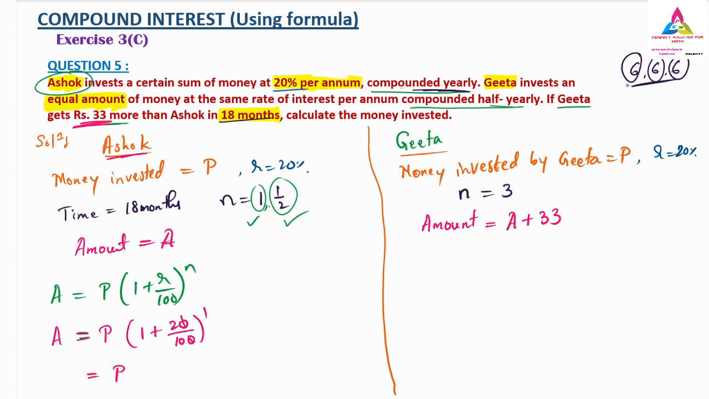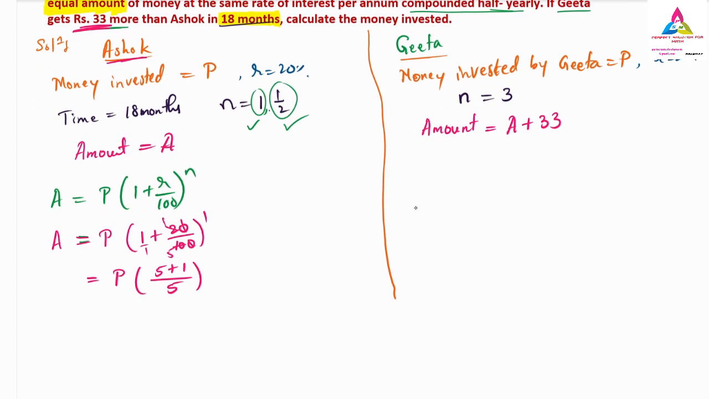So the zeros get cancelled, 2 ones are 2, 5 ones are 5. Here we have 1 and here we have 5, so obviously 5 is the LCM. So 5 ones are 5 plus 1 we are going to get, and the raised to 1 we will neglect, because raised to 1 means the same. So the final answer will become P into 6 by 5. That is our amount, the amount that Ashok is going to get after 1 year.